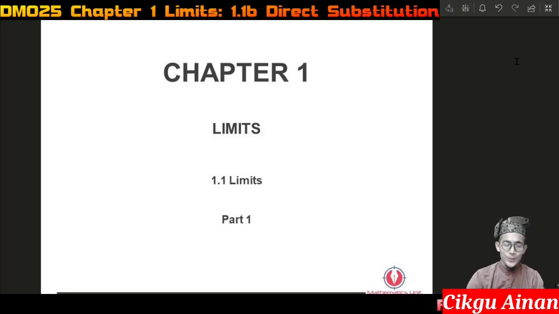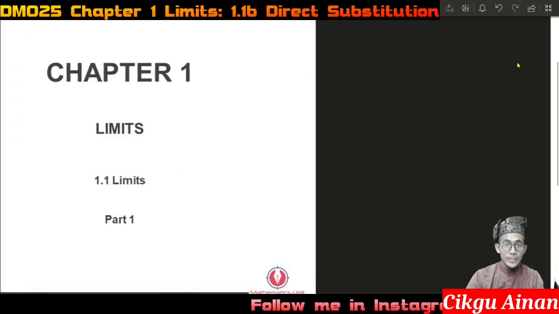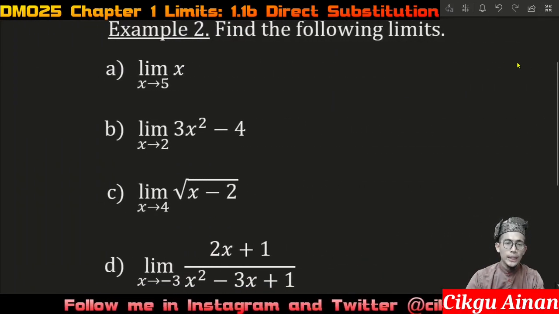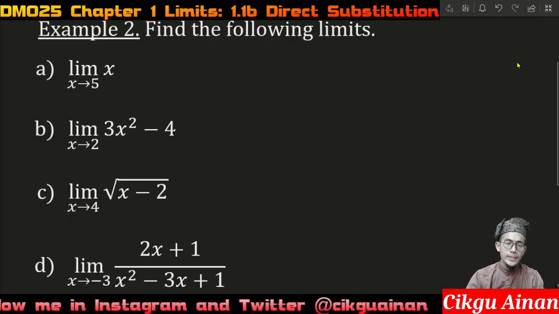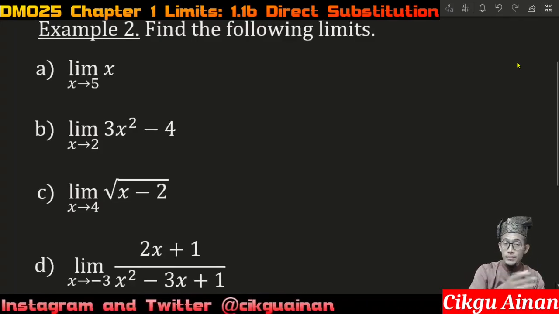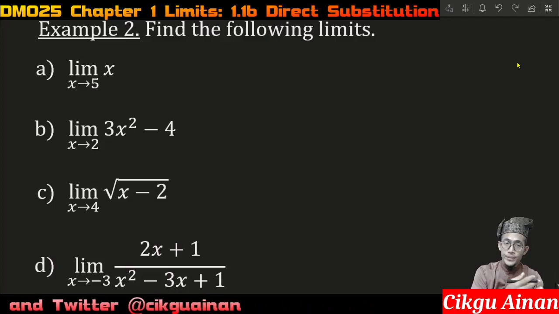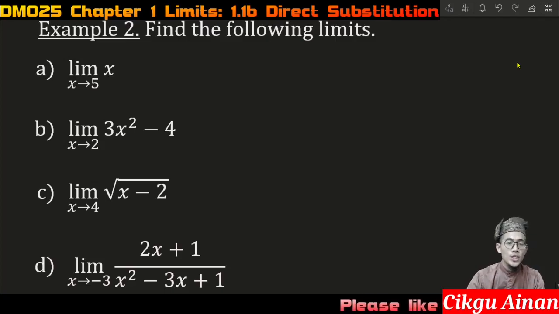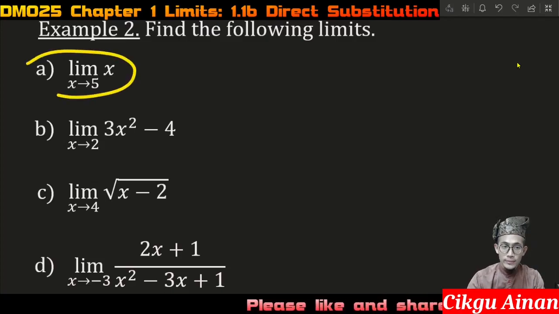In this video, I would like to share with you how to find the value of a limit by using the direct substitution method. Okay, now what does it mean? It means that from the basic properties that you have learned from the previous videos, we just directly substitute the value of x inside the function to find the limit of any given function. Okay, so let's get started with the first one, this one, a.